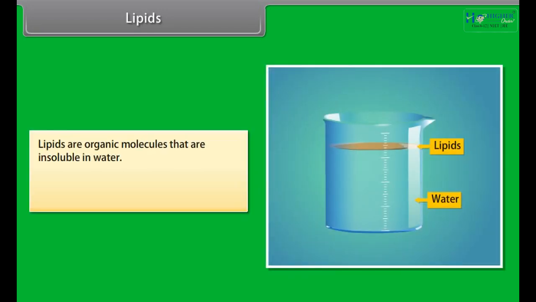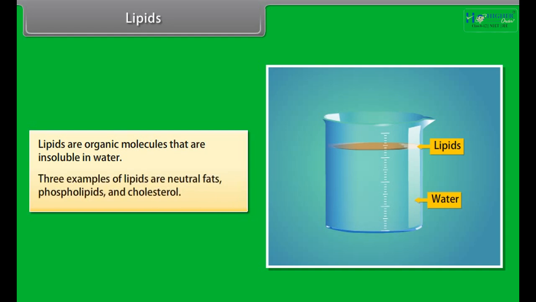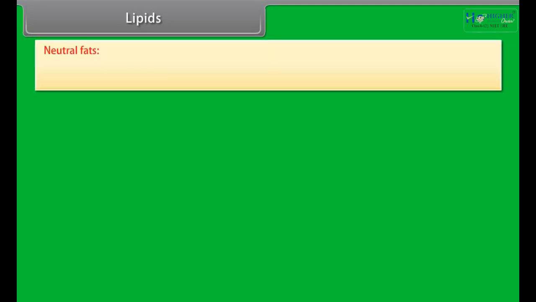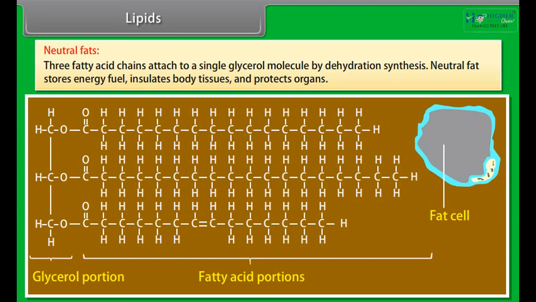Lipids. Lipids are organic molecules that are insoluble in water. Three examples of lipids are neutral fats, phospholipids, and cholesterol. Neutral fats: three fatty acid chains attached to a single glycerol molecule by dehydration synthesis. Neutral fat stores energy fuel, insulates body tissues, and protects organs.